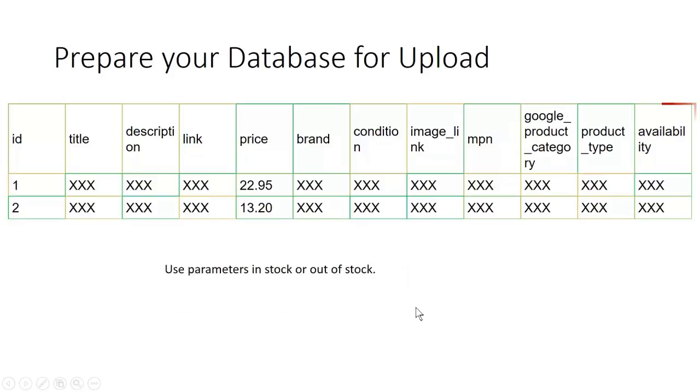And then finally, we have availability. You want to use the parameter of in stock or out of stock with each item. And so, of course, each row is an item. So this would be the first item, this would be the second item. And when you download that spreadsheet, it'll be self-explanatory to you. I put some sample data in there so that it would be helpful for you to fill out.